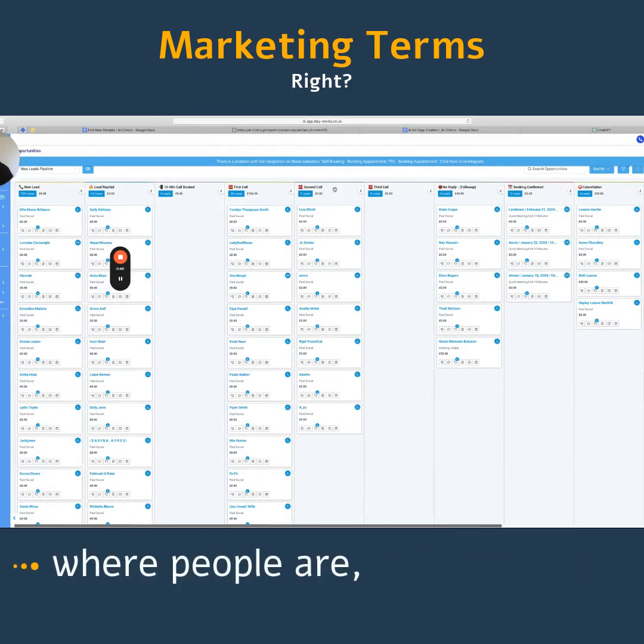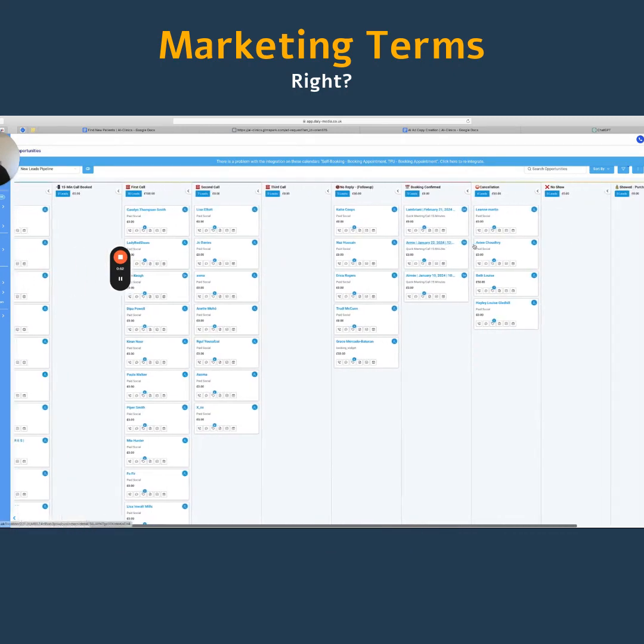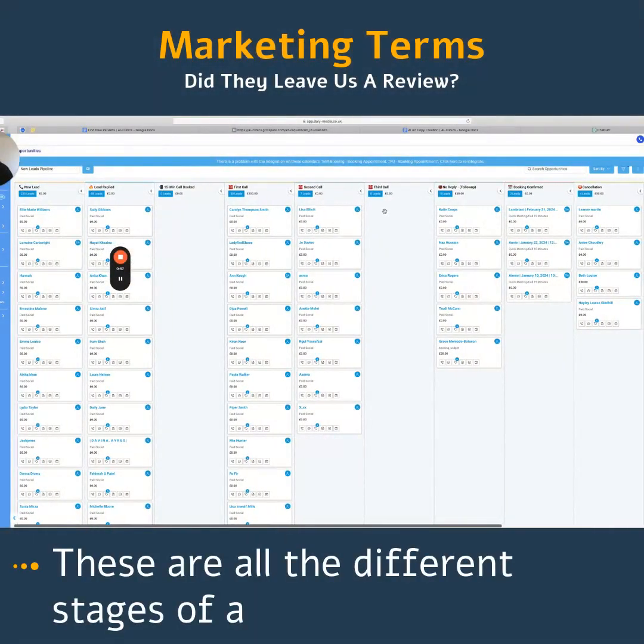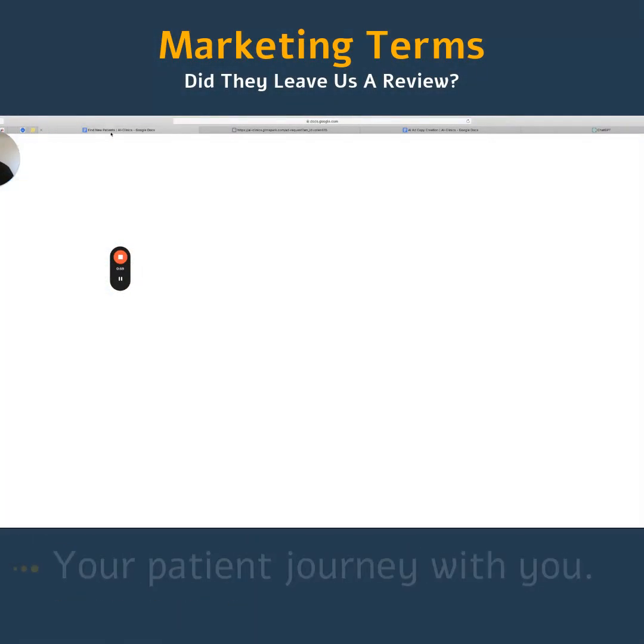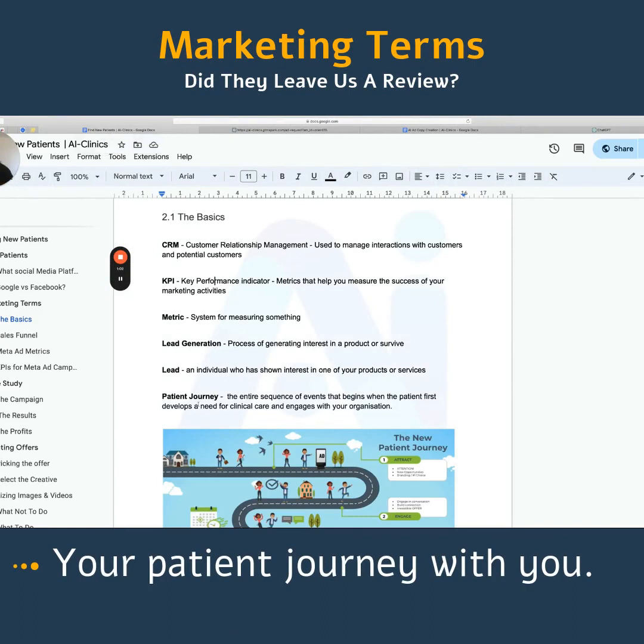So where are they? Are they a new lead? Are they just coming in? Are they someone who booked an appointment? Did they show up? Did they no show? Did they leave us a review? These are all the different stages of a client in their patient journey with you.